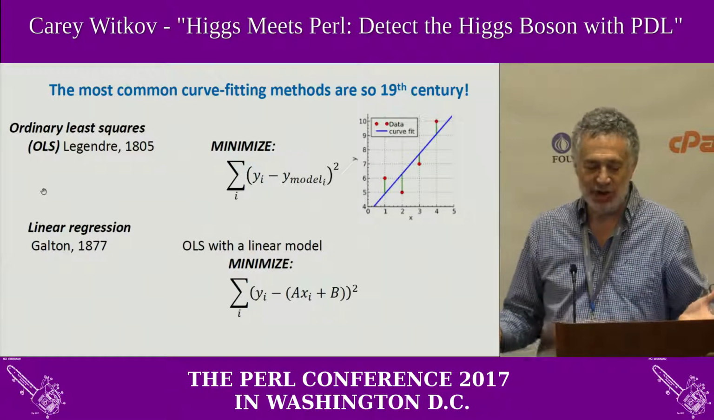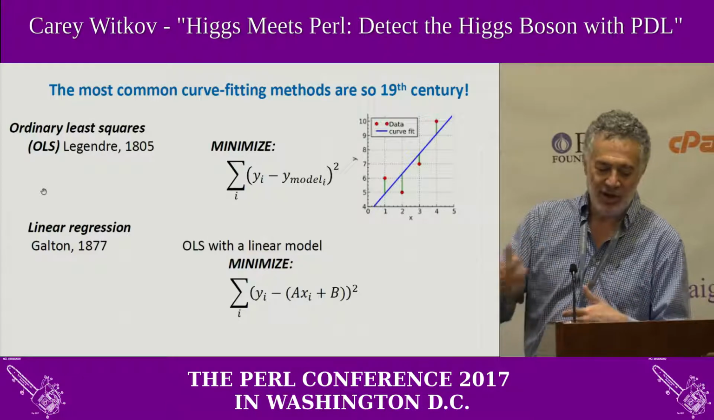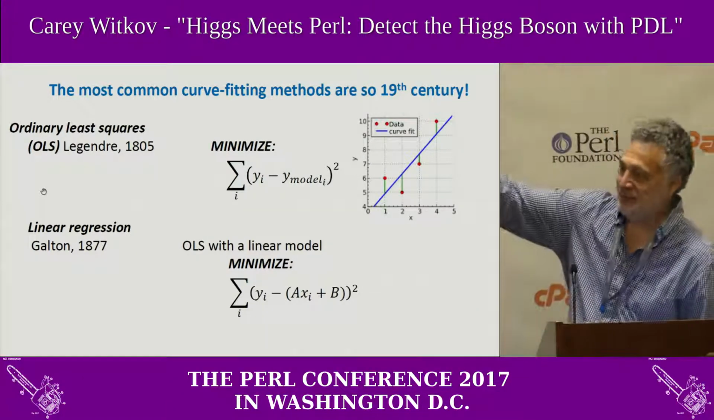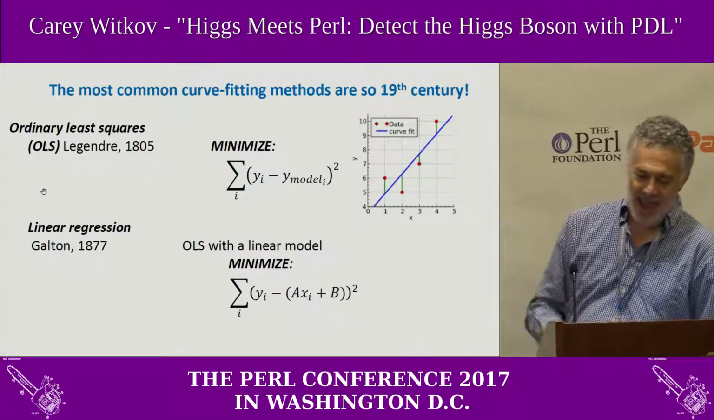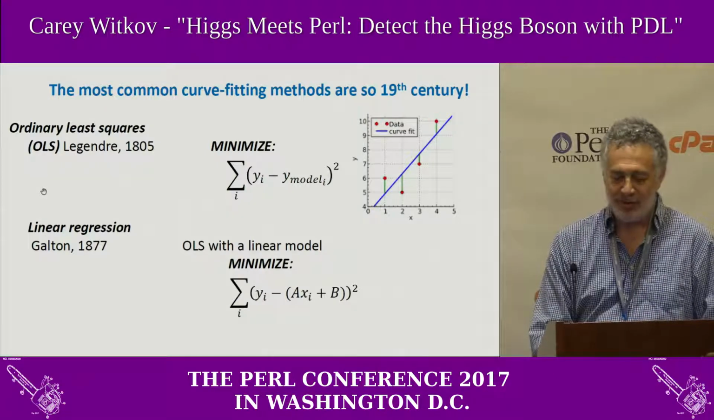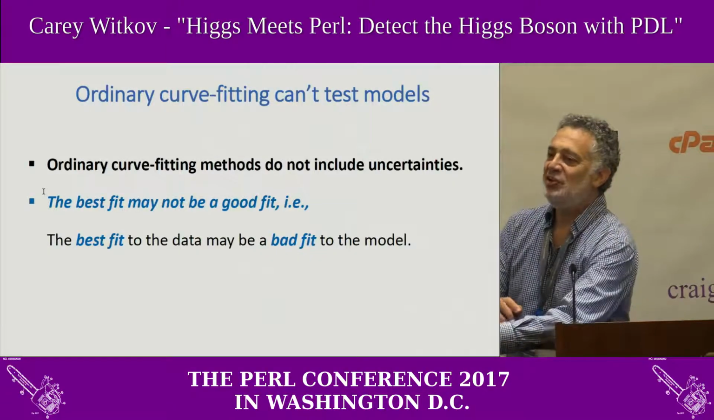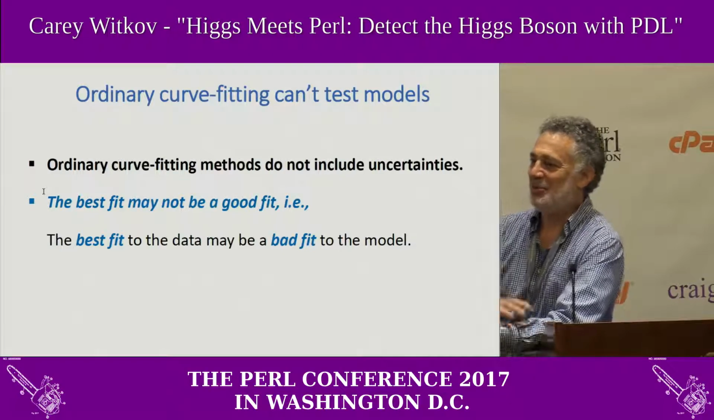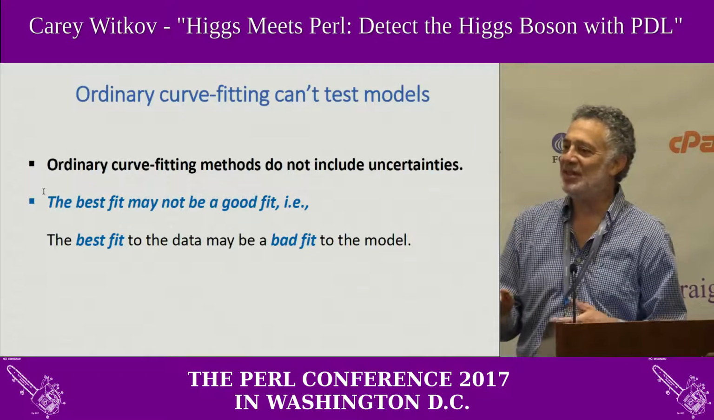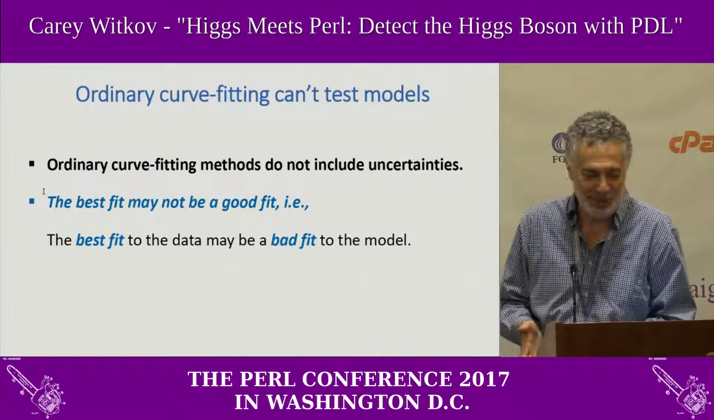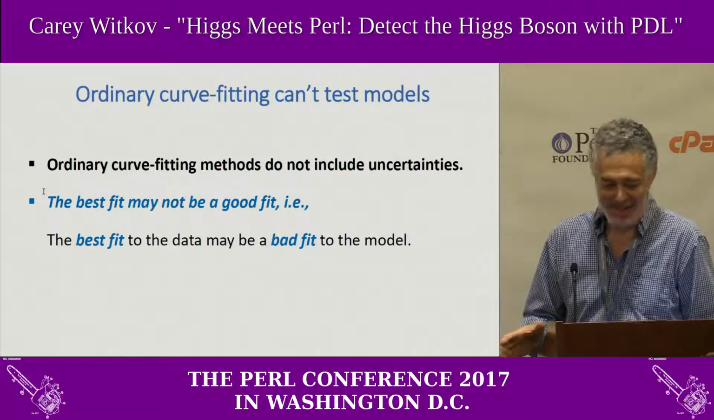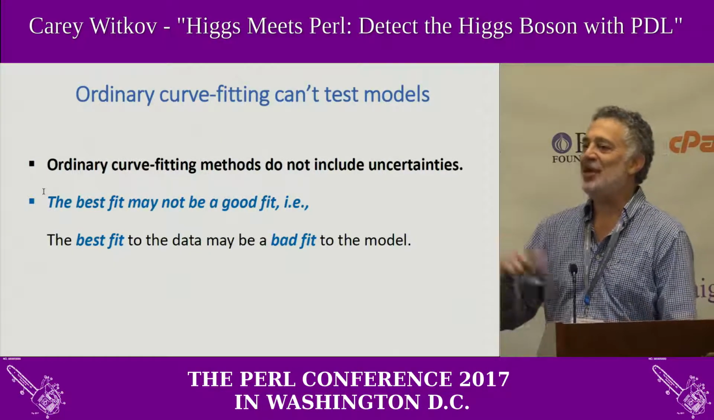So ordinary least squares, going back to Legendre, and then when you introduce a linear model, we call it linear regression, where you take the difference of each point from the line, and you square those, and then you sum them, and you minimize that to get the best model. The problem is they do not include uncertainties. So when people do ordinary model testing, go to Excel or a calculator and put in the data, they didn't ask what the uncertainties were. So you can get a best fit, but the best fit may not be a good fit. And the best fit to the data may be a bad fit to the model.